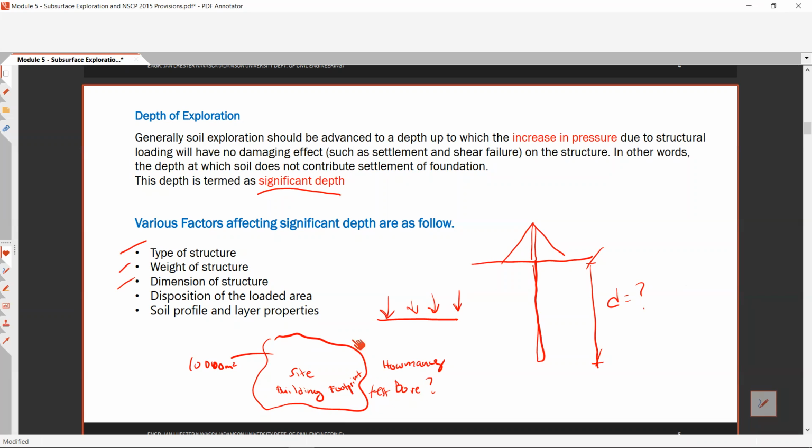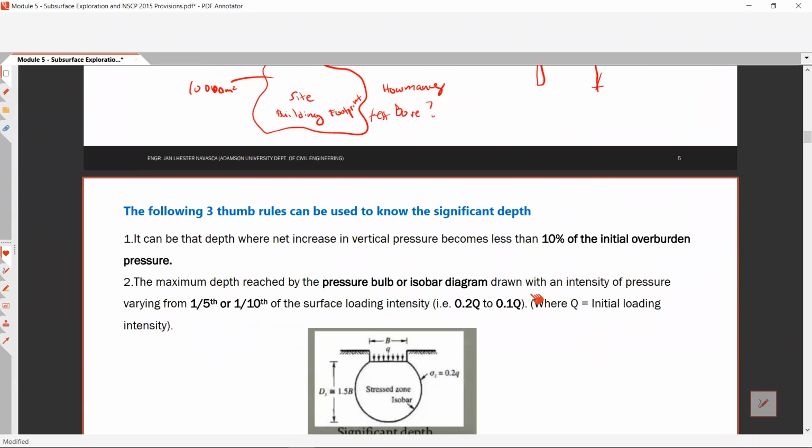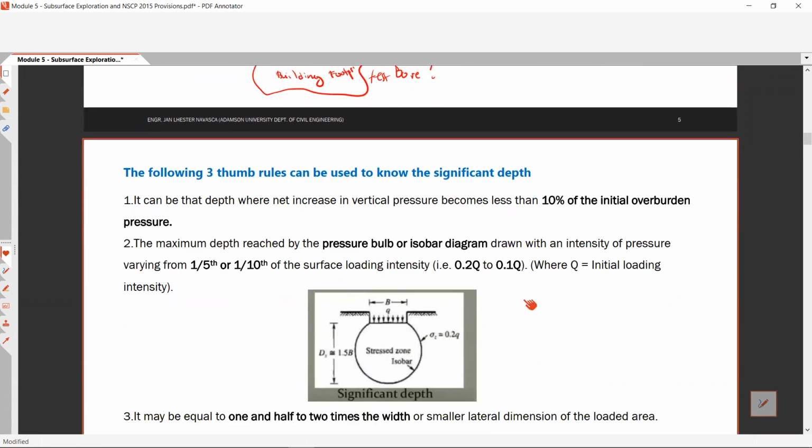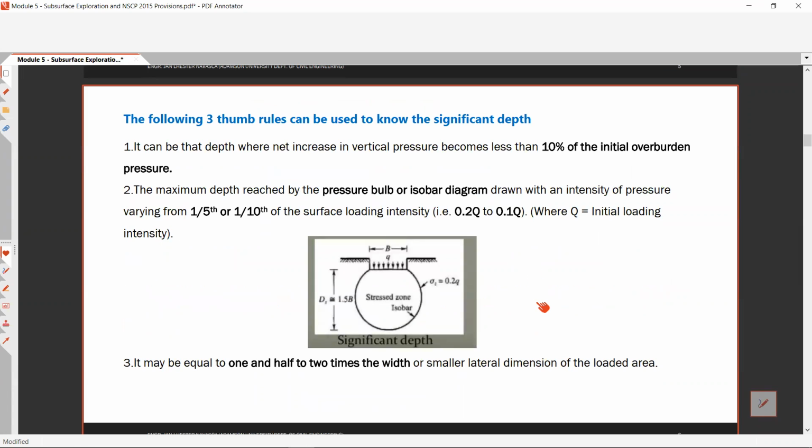specific building footprint area. Okay, then we have this disposition of the loaded area and the soil profile and the layer of properties. Okay, so there are following 3 thumb rules that can be used to know the significant depth. Number 1, okay, is the depth where the net increase in the vertical pressure becomes less than 10% of the initial overburden pressure. Okay, so that is why you need to consider the weight of the structure. So we need to consider the weight of the structure in order for us to determine the significant depth.